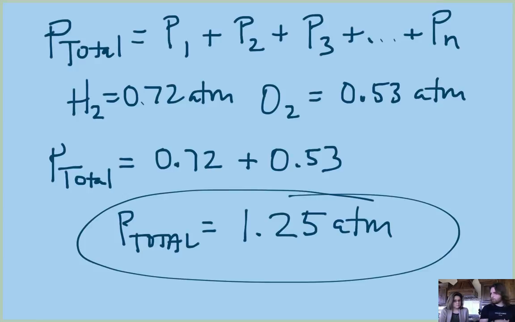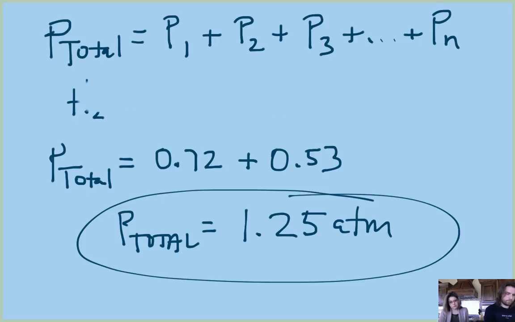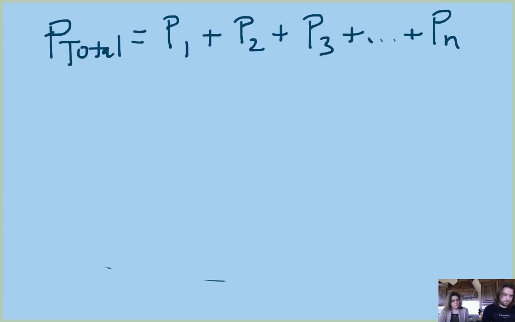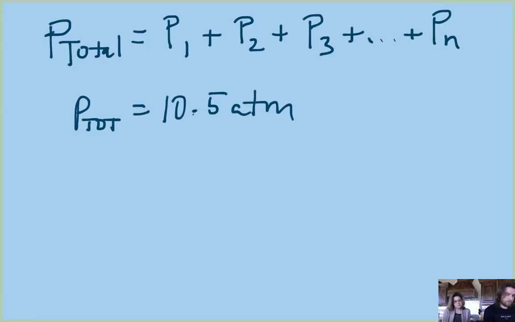What about if we're given the total, to solve for another gas? Let's say we have a total of 10.5 atmospheres, and we have 3 gases this time. Our total is 10.5 atmospheres, and we have 3 gases, P1, P2, and P3.